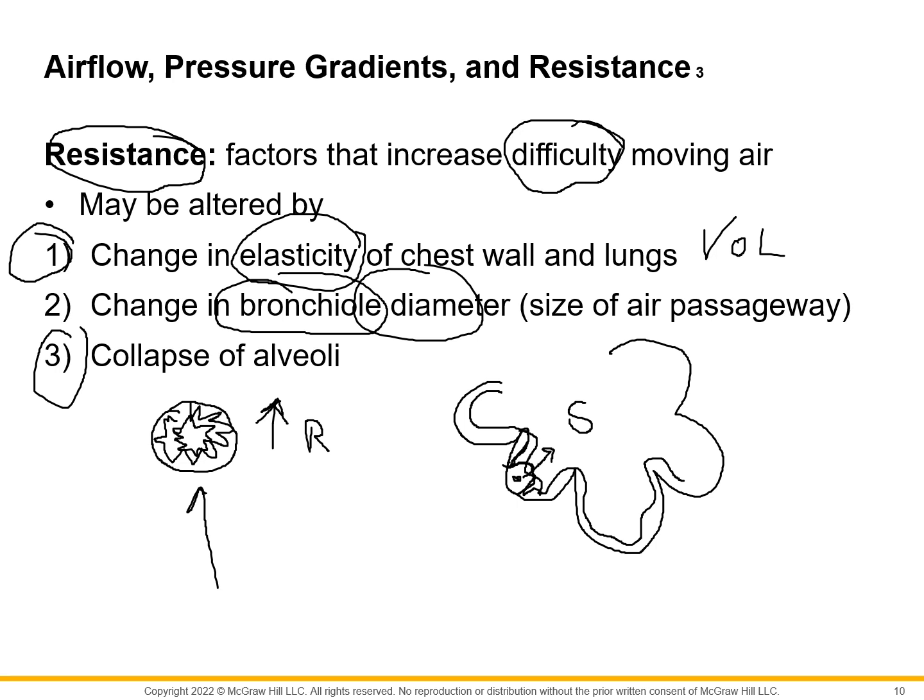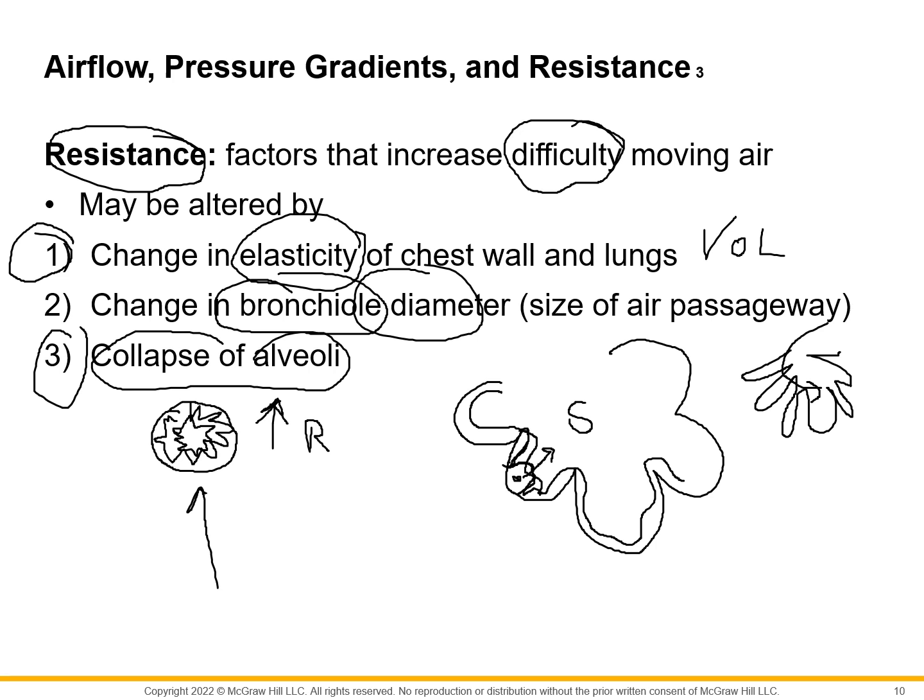So if your alveoli were to collapse and look sort of like this, they lose volume. That can increase resistance as well, because you don't have room for the air to come in. So less air coming in equals less oxygen going to your tissues.